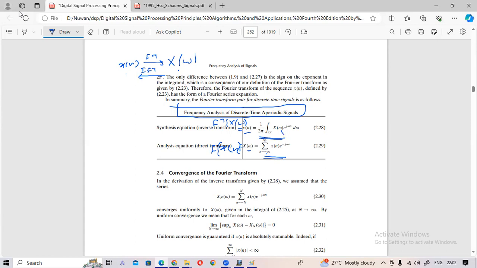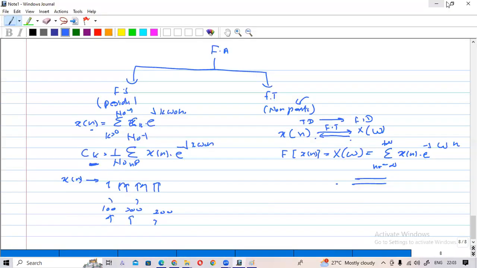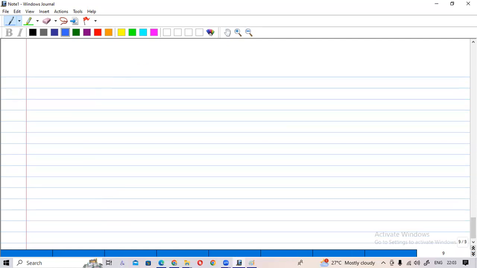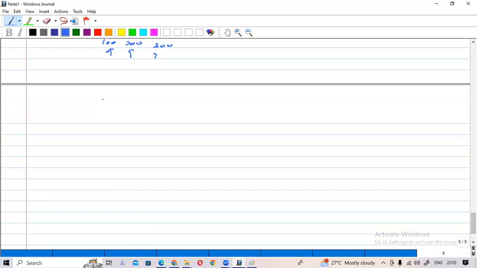Actually, this omega is not a discrete value. This n is discrete, that is okay, but omega is not a discrete value. By definition, it is a continuous value. Once you get the Fourier transform of a signal, you will get a function of omega. Okay, so I will do one example very quickly and then I will stop.